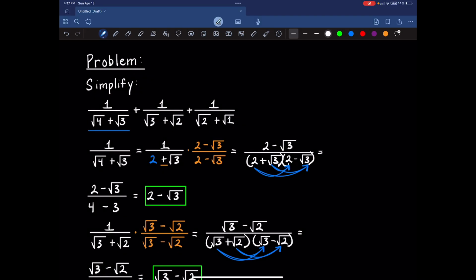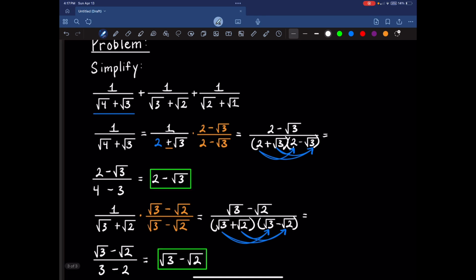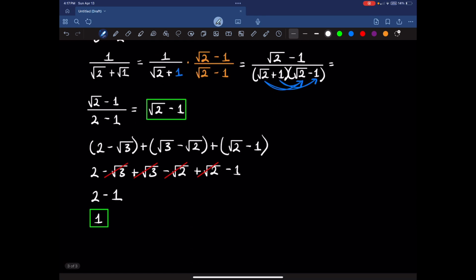So I hope you guys enjoyed that. I hope you learned something about the power of conjugates. A really complicated looking square root expression gets simplified down to 1. That's what I love about math, and I hope you guys enjoyed that as well.